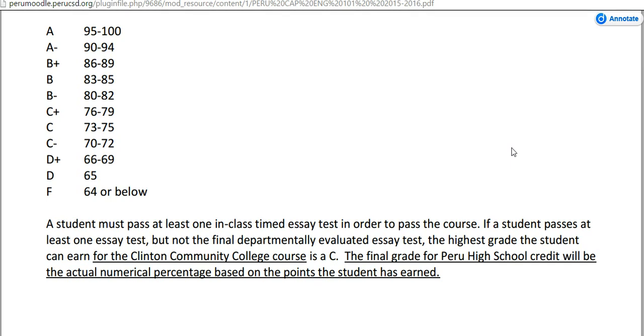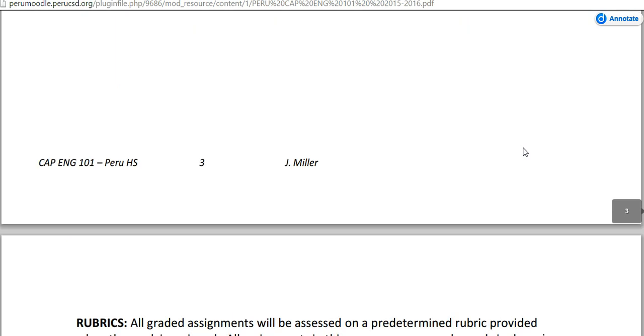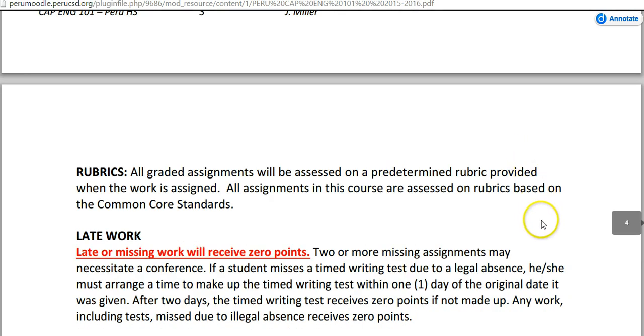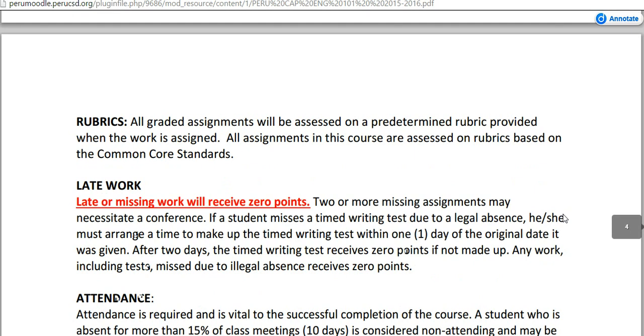The final grade for Peru High School credit will be the actual numerical percentage based on the points that you've earned. All graded assignments will be assessed on a rubric that's provided at the beginning of the assignment, and it's encouraged that you use the rubric to make your writing better. Late missing work will receive 0 points. So 2 or more missing assignments may necessitate a conference with either the guidance counselor or the administration. Since this is a required course for graduation, we want to make sure that you are on top of managing your time.